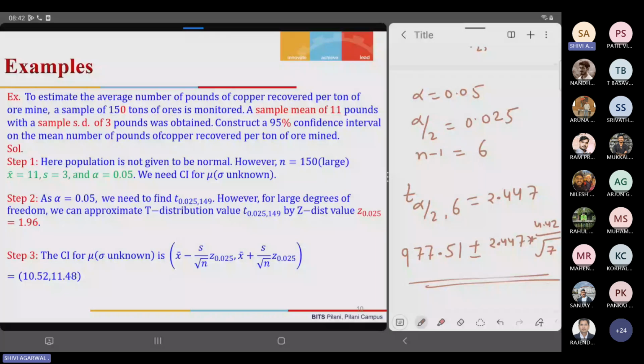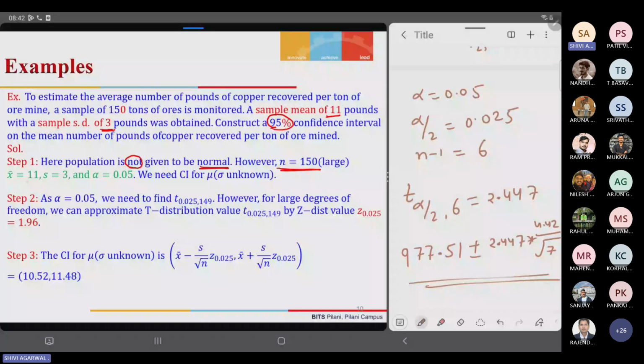So the sample mean is given as 11 and the standard deviation is given as 3. Okay. Construct a 95% confidence interval for that. So the population is not given as normal. It's not normal, but n is equal to 150, so it is a large sample. x bar is equal to 11, s is equal to 3, and alpha is 0.05.